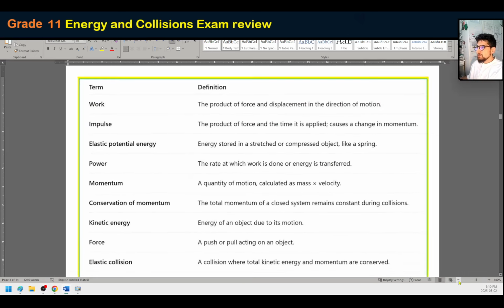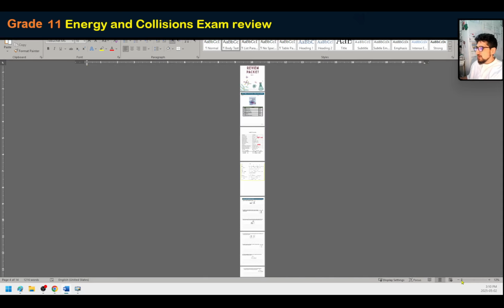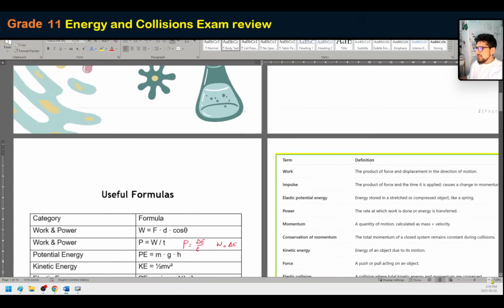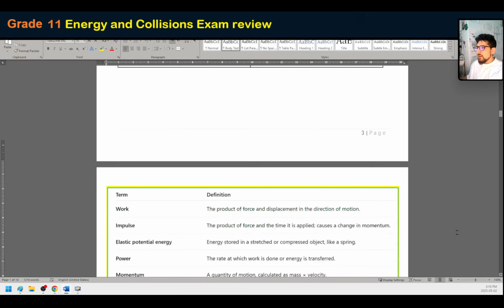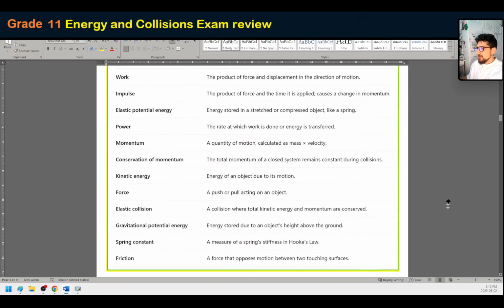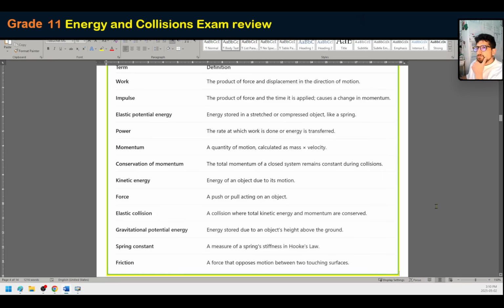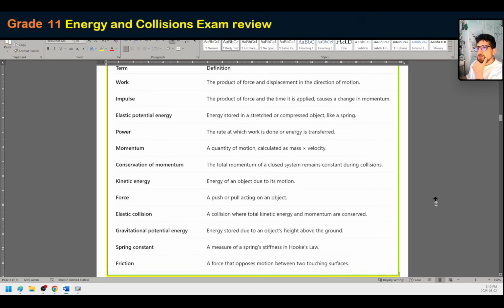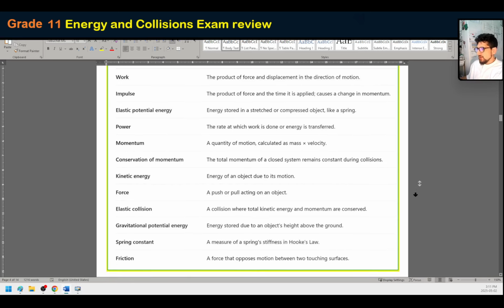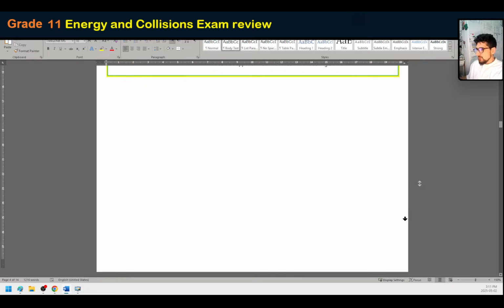So obviously this portion of the course, these are the terms that you should by now hopefully be very familiar with. Okay, sorry about that, zooming in and out. Here we go. So this is the terminology that you need to be familiar with. Work, impulse, elastic potential energy, power, momentum, conservation of energy, kinetic energy, force, elastic collisions, as well as inelastic collisions, gravitational potential energy, spring constant, and friction. So I'm sure most of you by now know these inside out.